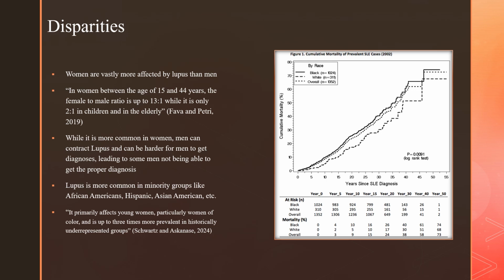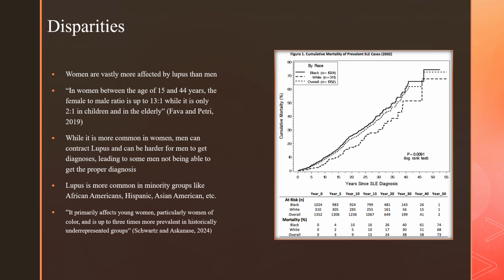Disparities. Women are vastly more affected by lupus than men. In women between the ages of 15 and 44 years old, the female to male ratio is up to 13 to 1, while it is only 2 to 1 in children and in the elderly. While it is more common in women, men can contract lupus, and it can be harder for men to get diagnosed, leading to some men not being able to get a proper lupus diagnosis.